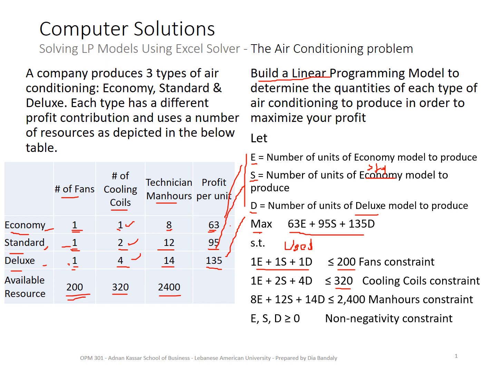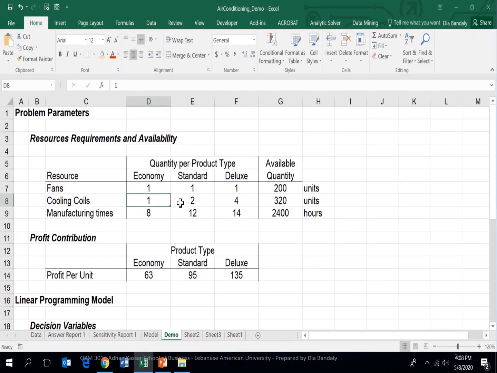Remember, you always start by defining your decision variables very well. Now let's solve it also using Solver. It will be a good opportunity for you for another demo. So here's another demo for building a model on Excel and solving it. This is the air conditioning problem.